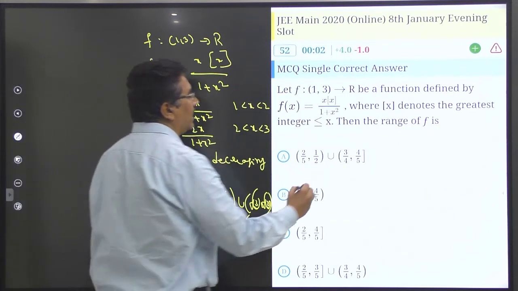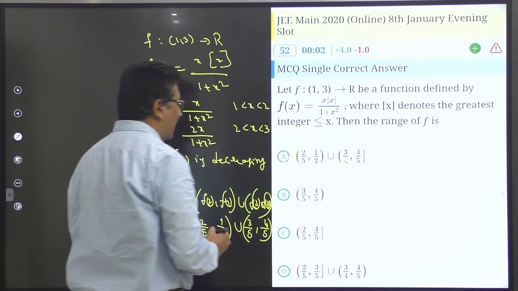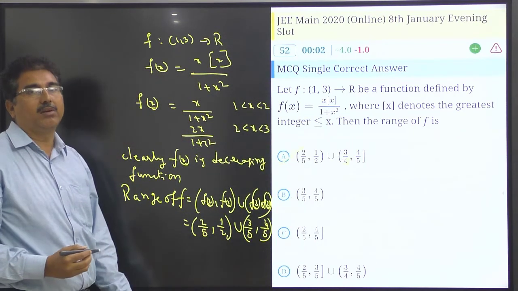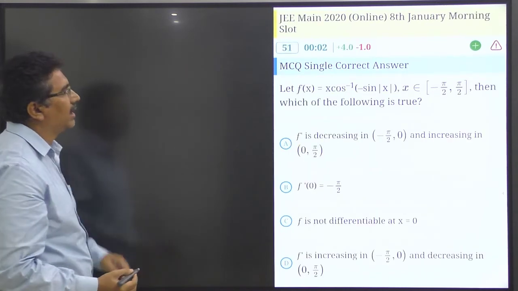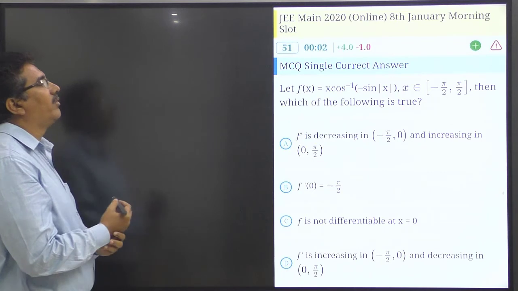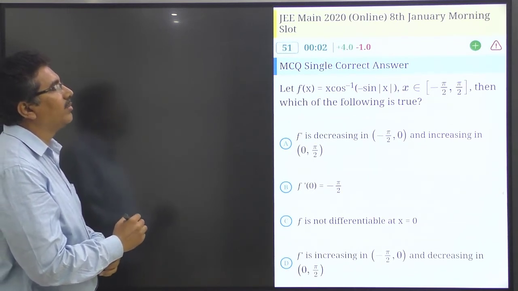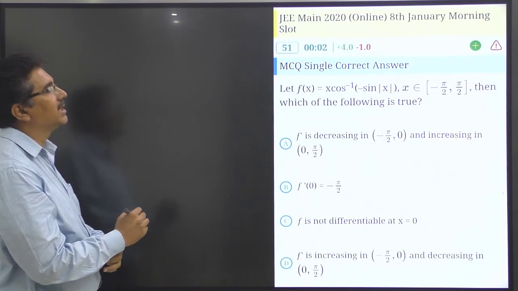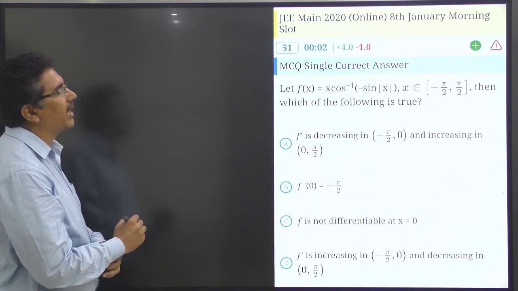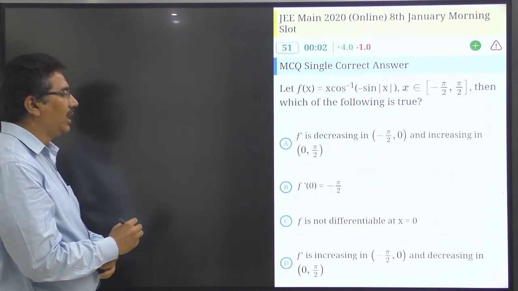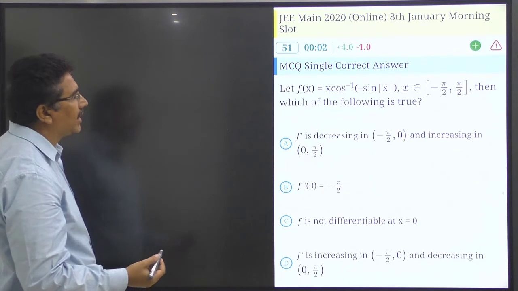Union, this is 3 by 5, comma 4 by 5. The answer is option 1. Right, now let us see. f of x is equal to x into cos inverse of minus sin of mod x, x belongs to the closed interval minus pi by 2 comma pi by 2. Then which of the following is true?